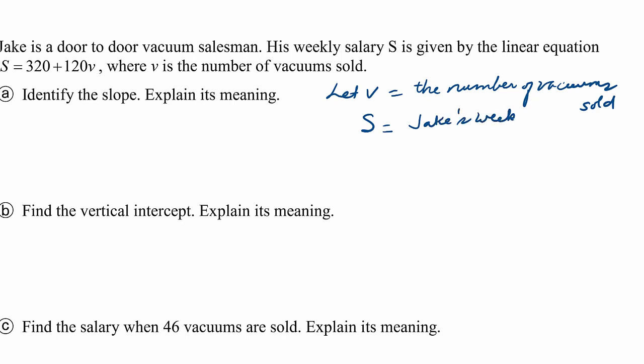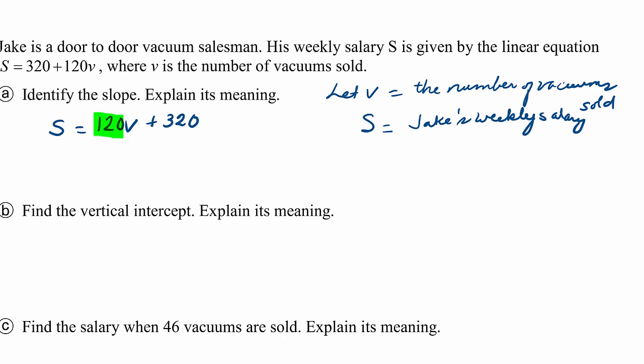So as you look at that equation, if we rewrite it, S equals 120 times V plus 320, what would the slope be? And if you said it was this coefficient of V, you're absolutely right. So what is the meaning of this slope? What information is that giving us?